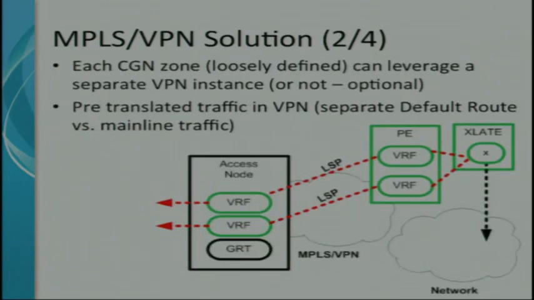So to put a little bit of pictures in here, the way we looked at it is we can loosely define CGN zones, groups of customers that need to be translated to get to the internet. And we threw them into VRFs on endpoints and then used LSPs to get them over to wherever the translator was. Now, the location of the PE in this particular case and the translator is irrelevant to the topology. That can exist literally anywhere, and that's pretty dynamic.